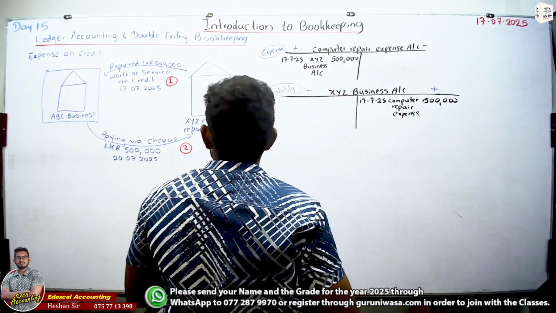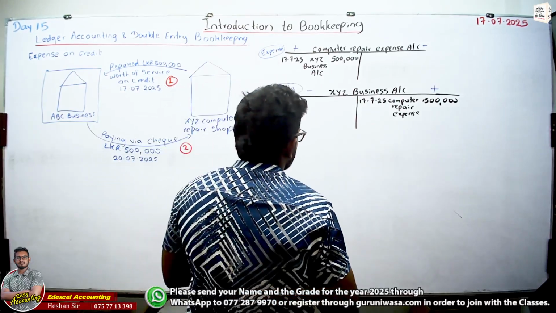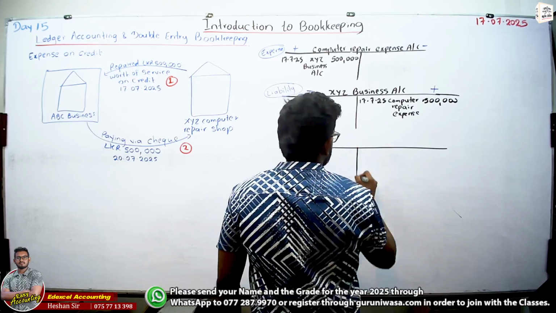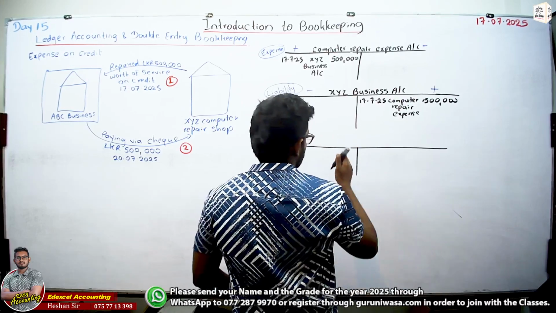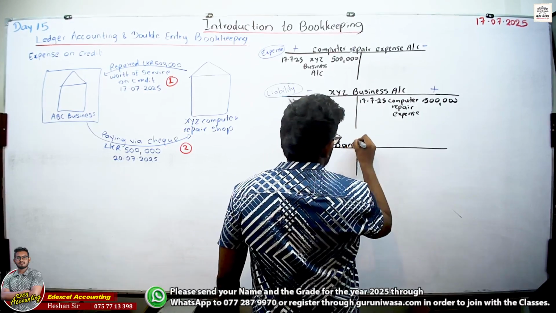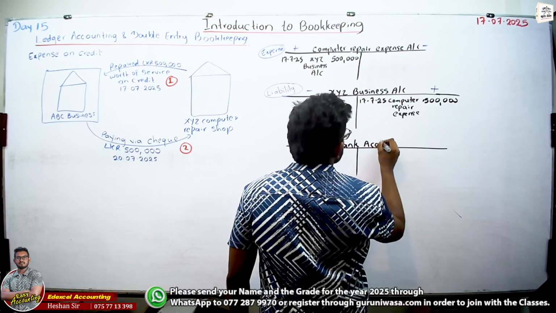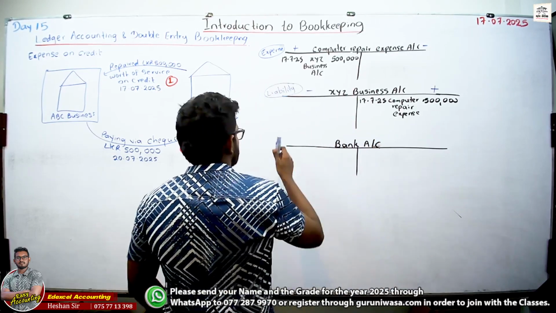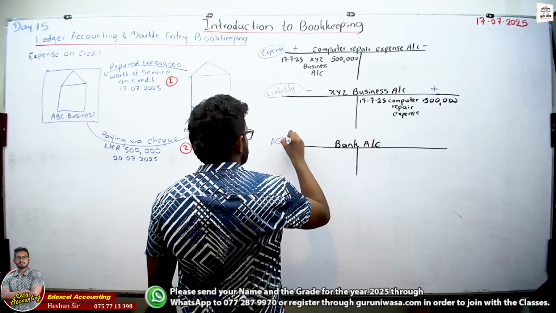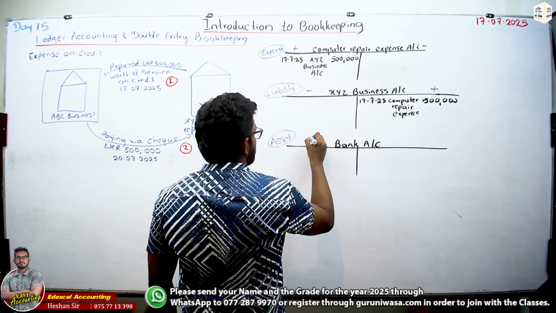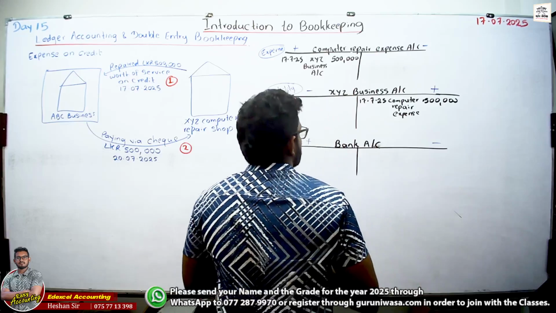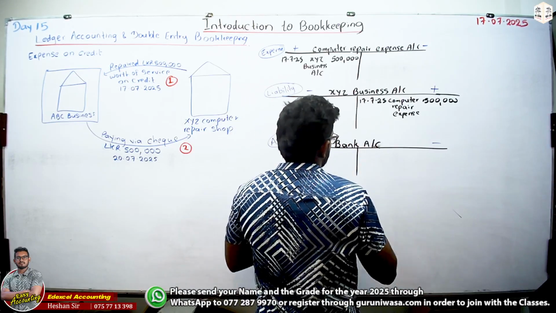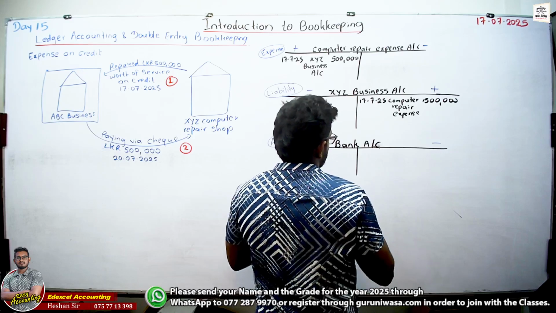Now the business is paying via check on 19th or 20th of July. Business paying via check, so the business bank asset decreases. So bank account credit. This is an asset account. Increase debit, decrease credit. 17 July 2025 to 19, paying on 19.